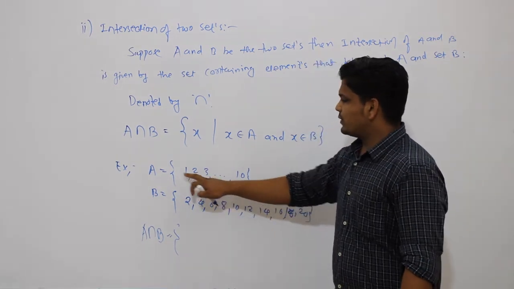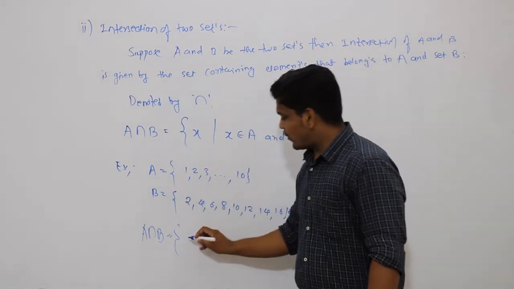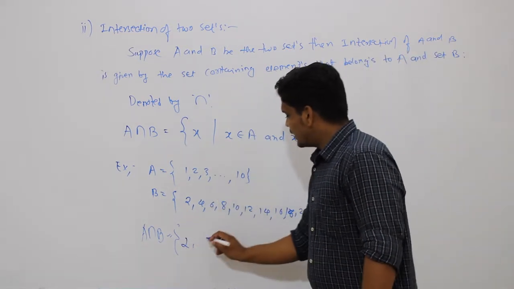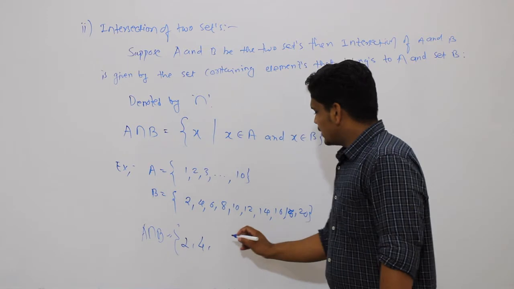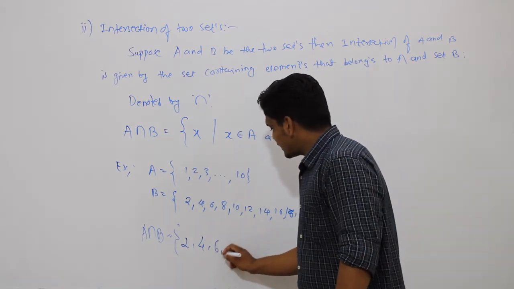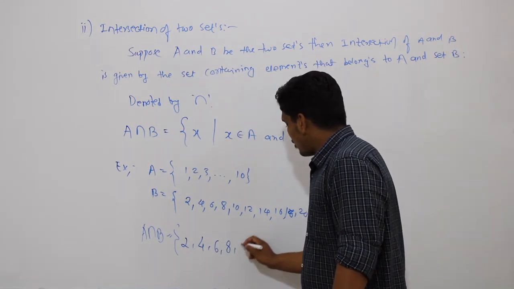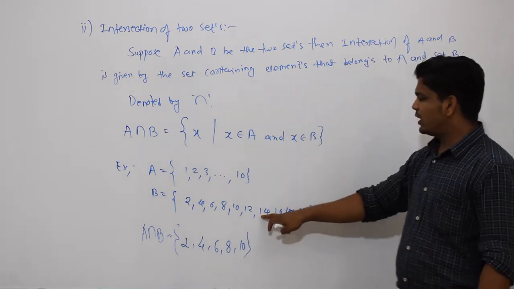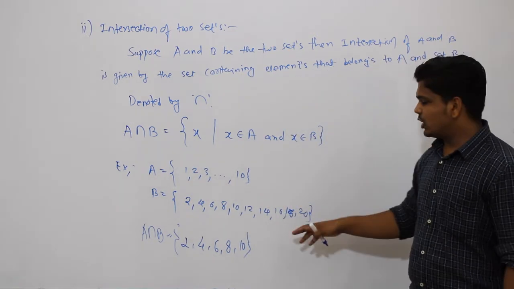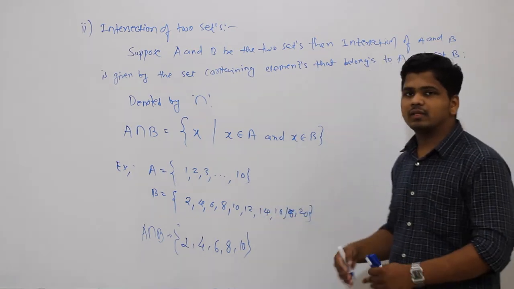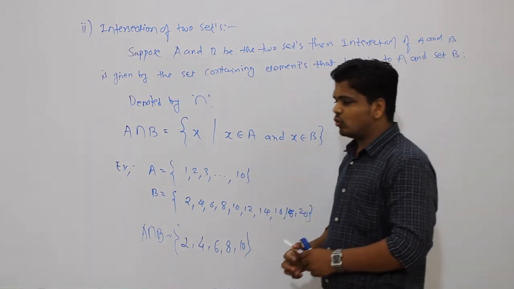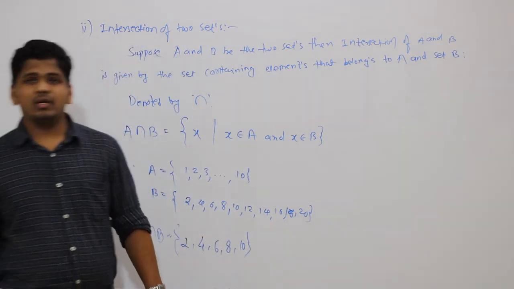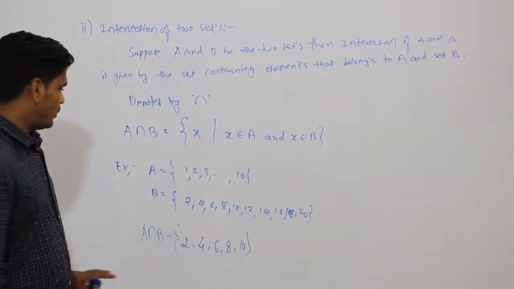Now 2 is in A, also 2 is in B. Therefore I will consider 2 in A intersection B. Similarly 4 is there and 4 is also in B. Now all those elements that are common to A and B are nothing but these elements only. Now 14 is in B but 14 is not in A. Therefore you will not consider 14 in A intersection B. It means you should consider those elements that are common to A and B. Okay, this is your definition of A intersection B.